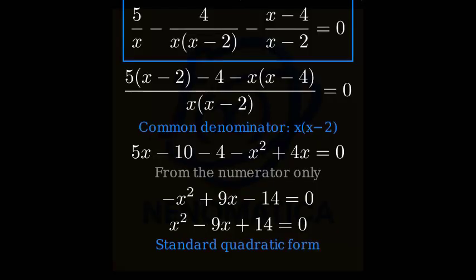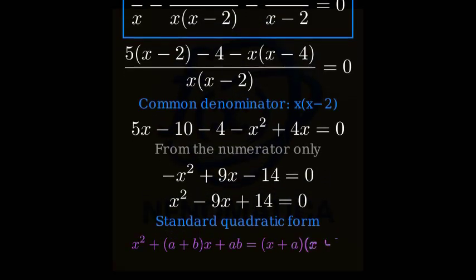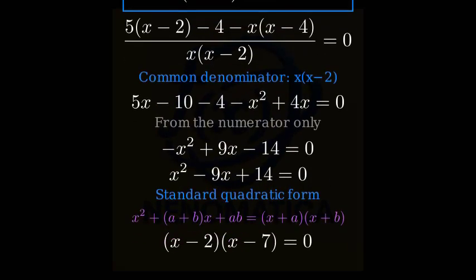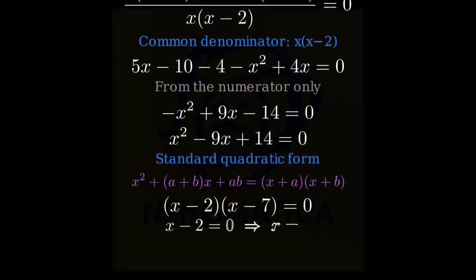We recall the pattern x squared plus (a plus b) times x plus a b equals (x plus a) times (x plus b). For our numbers, a equals -2 and b equals -7. Step 7. Apply the zero product property by setting each factor equal to 0. That gives x equals 2 or x equals 7.